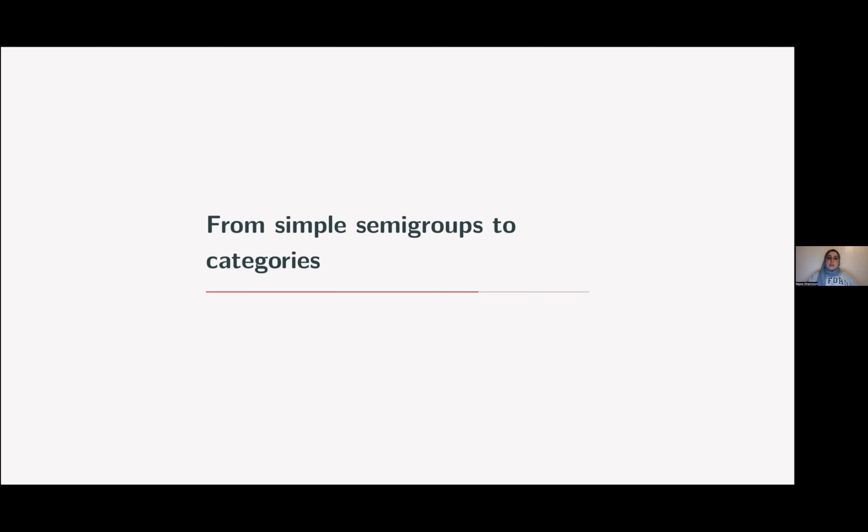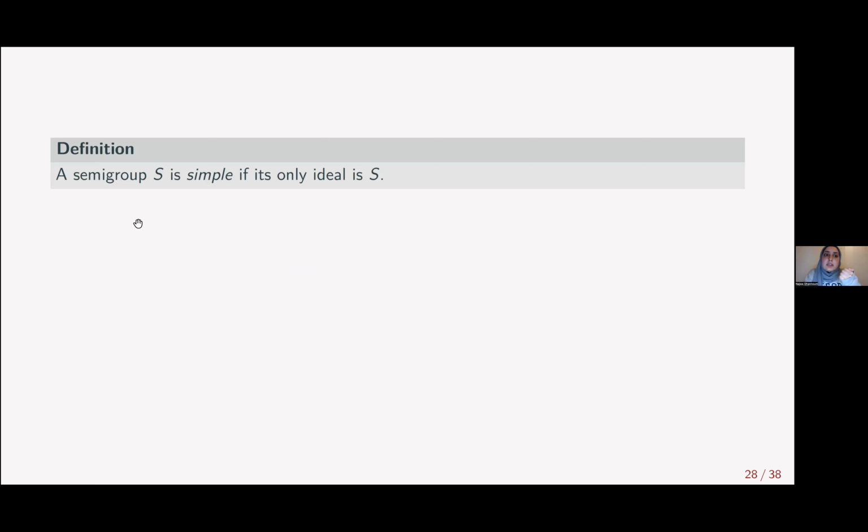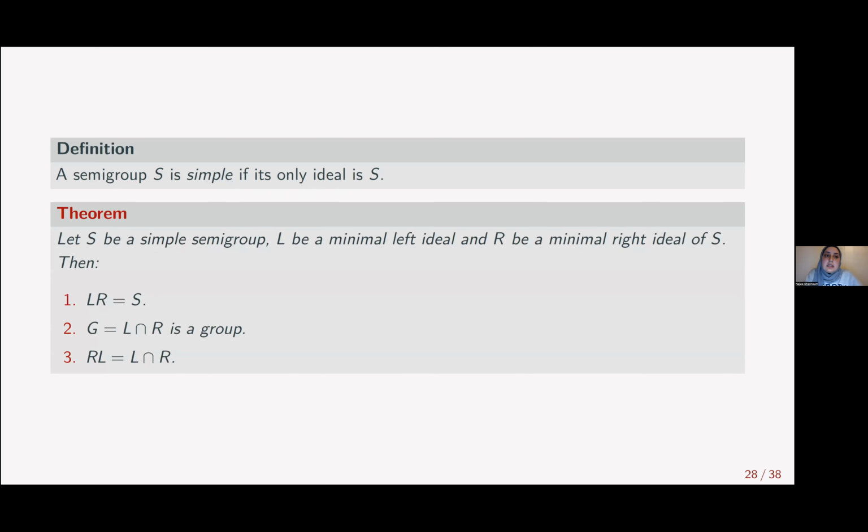And now I will start the first part of the first direction, which is: if I have a simple semigroup, how do I get to a category with two objects? First, a semigroup S is simple if its only ideal is itself, S. And I get this theorem: if I have a simple semigroup S and I take a minimal left ideal of S and a minimal right ideal of S, L and R.